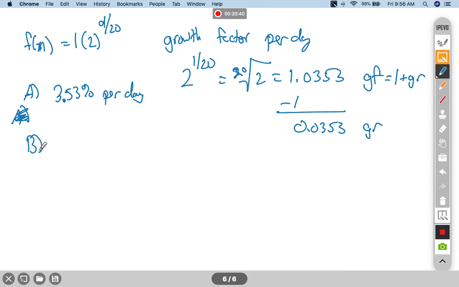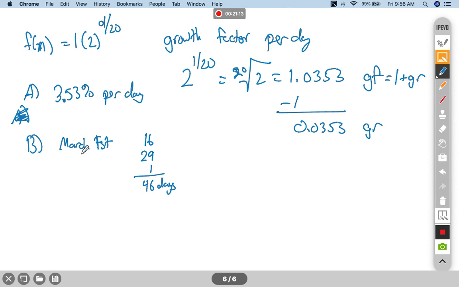On B, I need March 1st. So I need to know how many days. If we went from January 15th, we have 16 days to get to January 31st. February will count leap year, so we'll say 29 days. And then we're at March 1st, so that's one more day. We add this together, we're going to get 46 days.